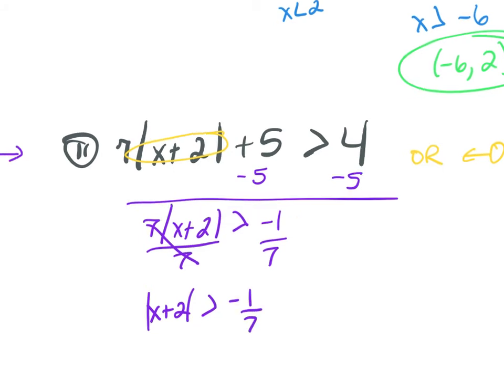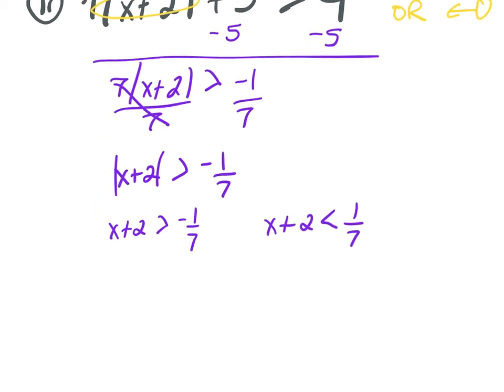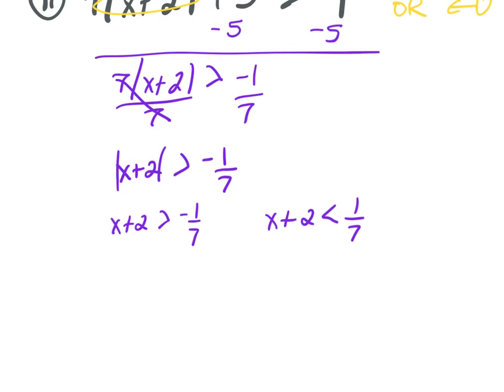Pay attention to this one. Now that I have absolute value by itself, it's x plus 2 is greater than negative 1/7, and x plus 2 is less than positive 1/7. Every single answer that we have done so far, the number on the right-hand side of the inequality sign was positive, right? This one is now negative. Let's see if it makes a difference. You're going to have to work with fractions, guys. You're going to be okay.